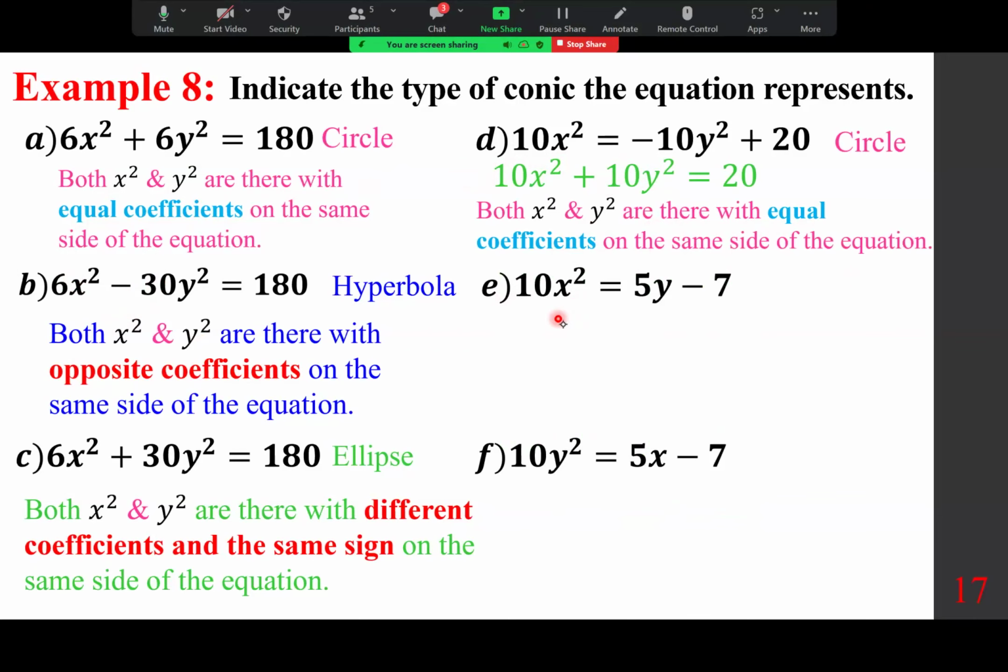However, if you look at parts E and D, in both of them only one of those variables, either x or y, not both, is quadratic. It has exponent 2. When x has exponent 2, it either opens up or down. When y has exponent 2, it opens to the right or left. Just remember that. So this is a parabola and it opens up. Why is that? There's only one quadratic variable, x squared. And you know how to figure out if it opens up: A is positive.